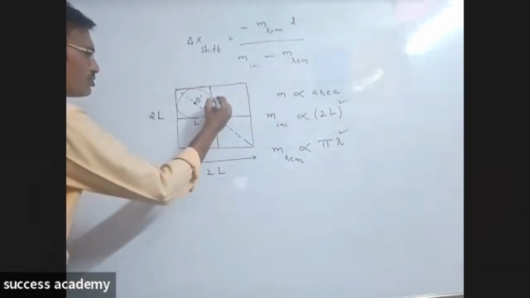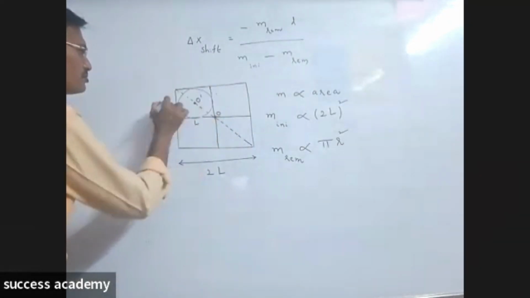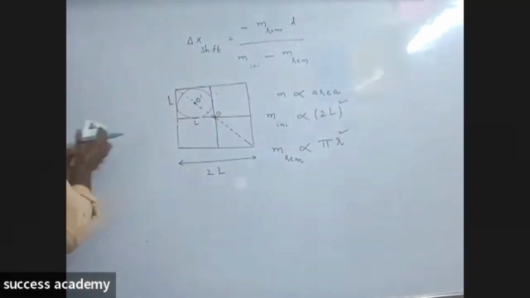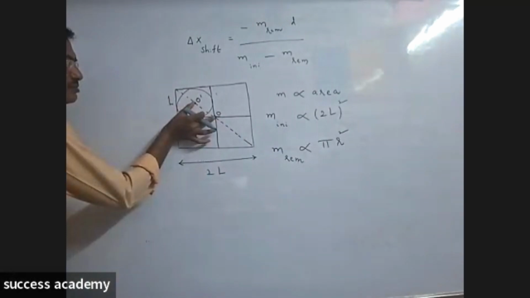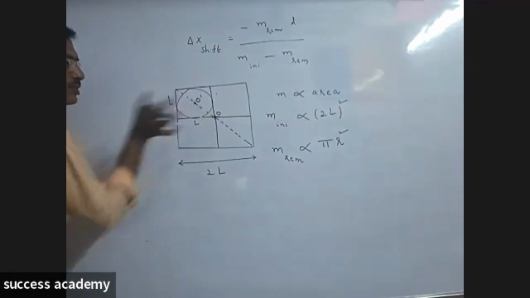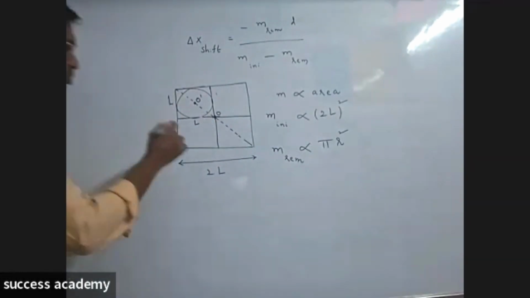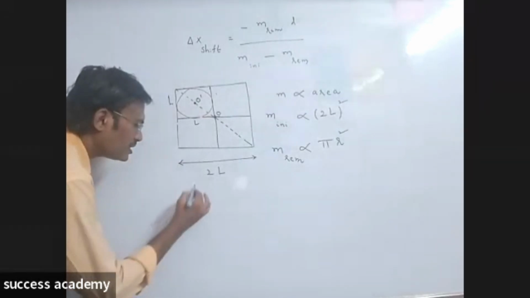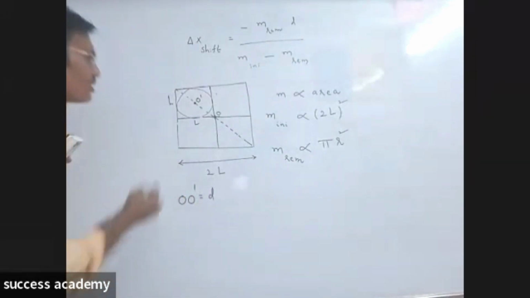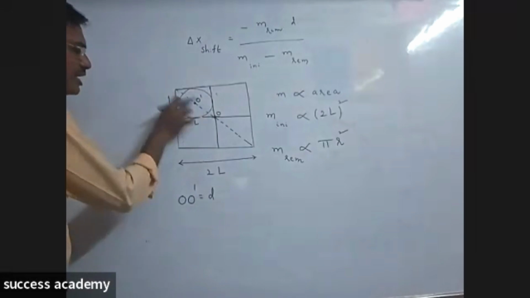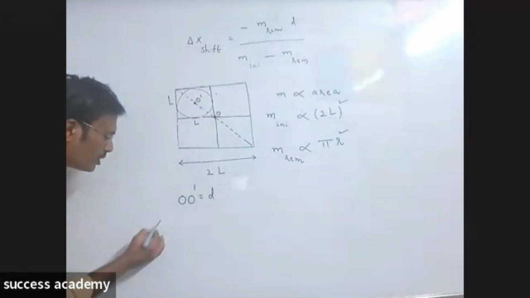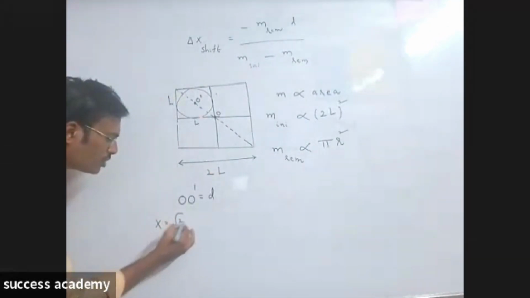This is exactly half, no? This is L. This is half, this is L and this is also L. At first I am taking this part. So that O dash itself is nothing but D, the distance between the two centers of mass. This is L and this is L. And what about the diagonal? The diagonal is nothing but root 2 L. The diagonal I am taking is root 2 L.